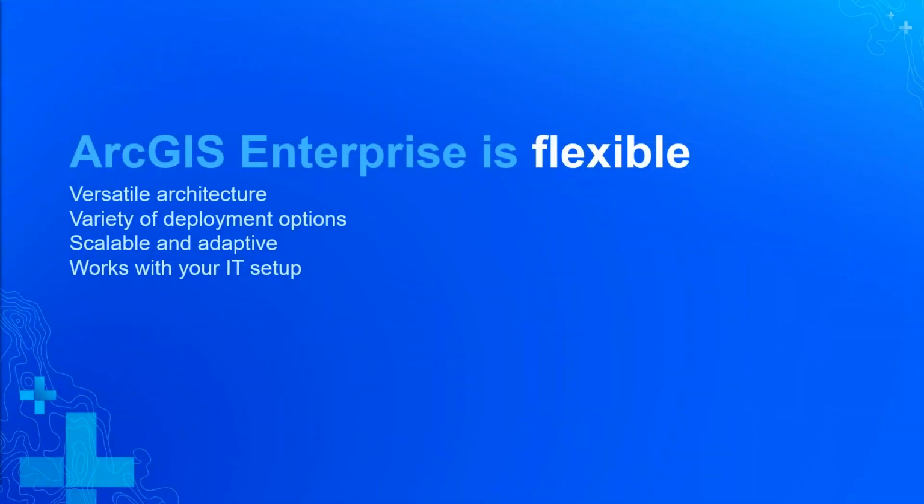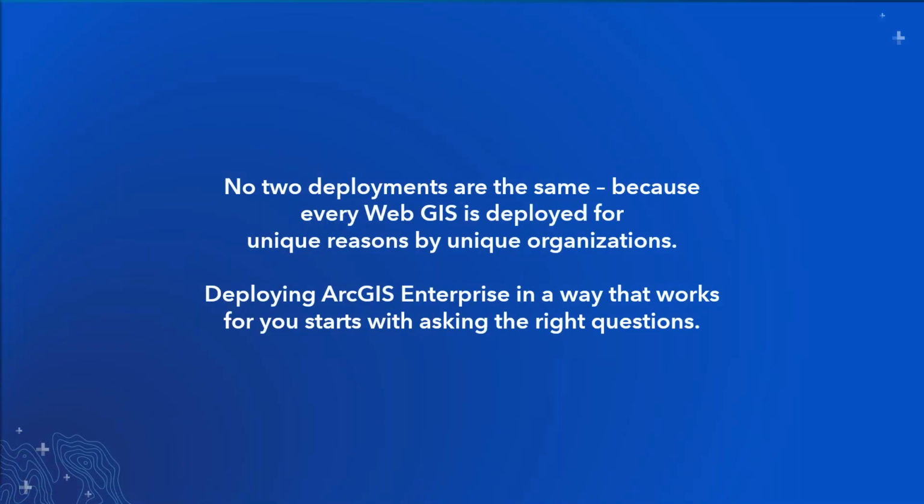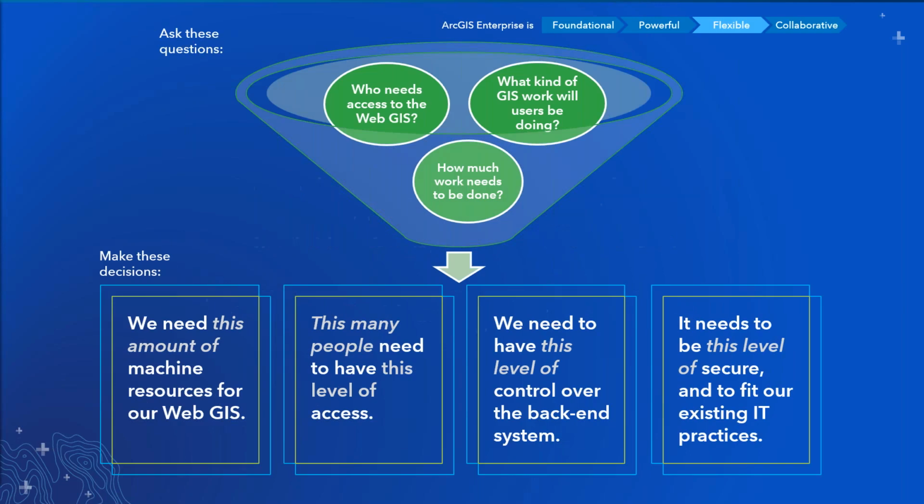So ArcGIS Enterprise is flexible. This is kind of where we pivot from that introduction to get into a little bit more of understanding that no two deployments are the same, because every Web GIS is deployed for unique reasons by unique organizations. Deploying ArcGIS Enterprise in a way that works for you starts with asking the right questions. Some questions you might want to ask: who needs access to the Web GIS? What kind of GIS work will users be doing? How much work needs to be done, right?